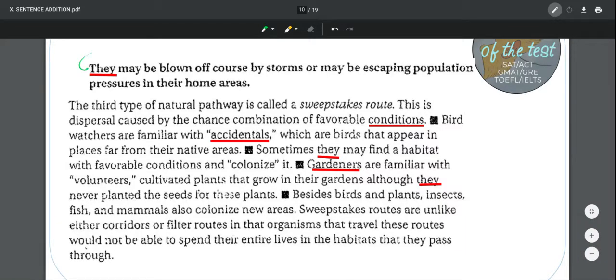So we're going to start with checking the pronoun they, and then we check for all the words, the plural nouns, that this may be referring to. So I have a plural noun here, a plural noun here, a plural here, another plural here, and a plural here, right?